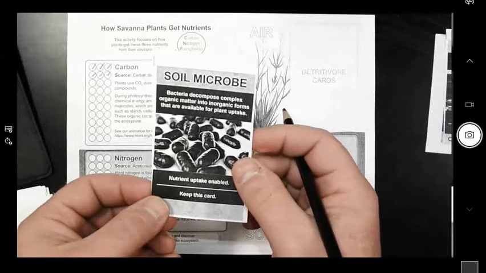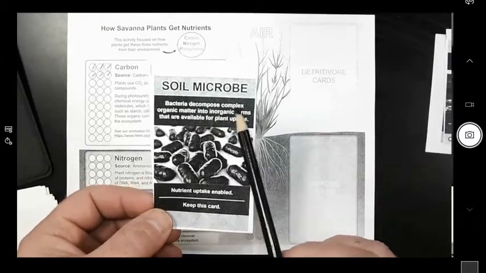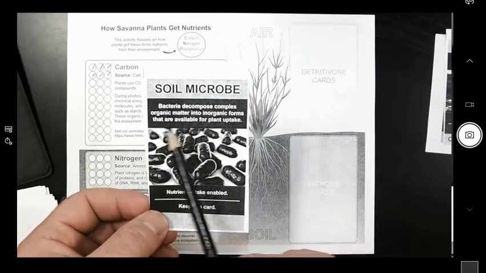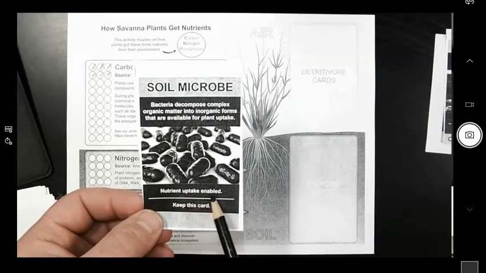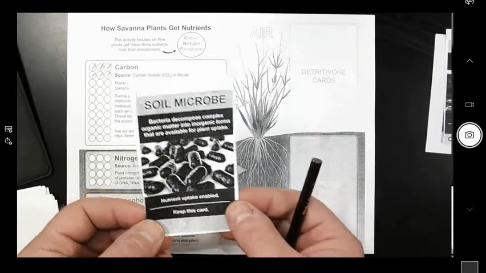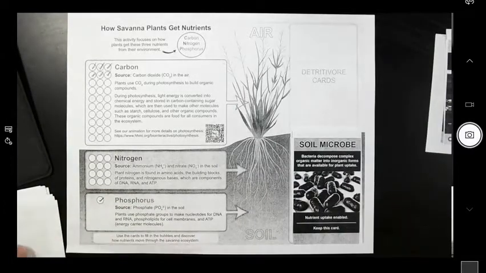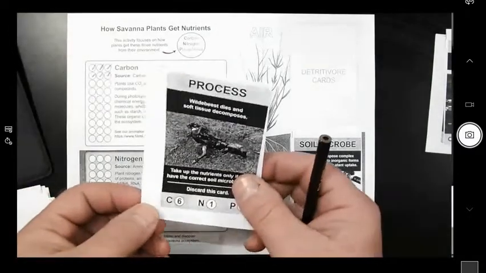Aha, a soil microbe. Bacteria decomposes complex organic matter into inorganic forms that are available for plant uptake. Nutrient uptake enabled. Keep this card. We're going to put this down here in our soil microbe spot. Now what do we have?